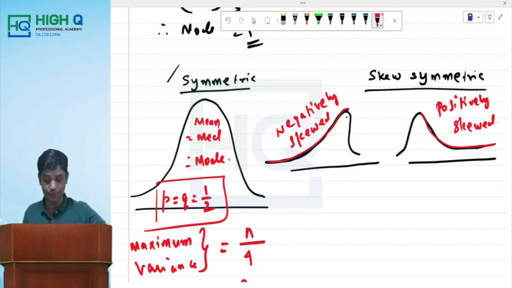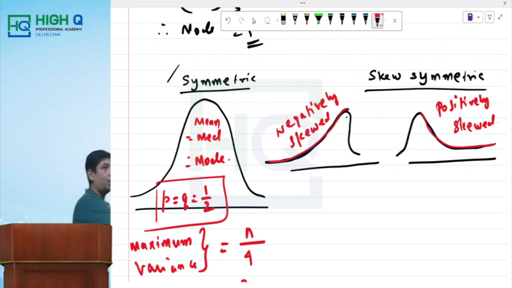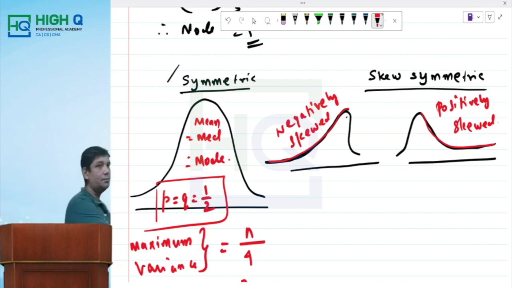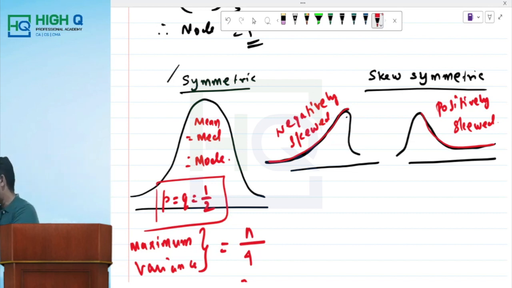Now, again, what is meant by binomial distribution? What is the other name of binomial distribution? Bernoulli trial. Either we can call it binomial distribution or we can call it Bernoulli trial. Why is it called binomial distribution? Because we are dealing with only two outcomes. What are the two outcomes? Success and failure.